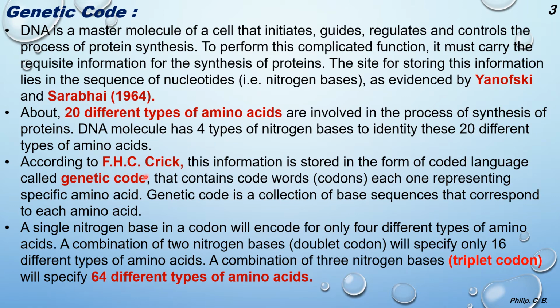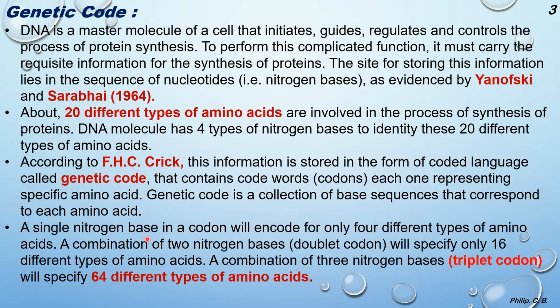According to F. H. C. Crick, this information is stored in the form of a coded language called the genetic code. That's why in the previous animation, the second image, you saw the Matrix movie and how the genetic code can be crucial in the future. It contains code words or codons, each one representing a specific amino acid. The genetic code is a collection of base sequences that corresponds to each amino acid.